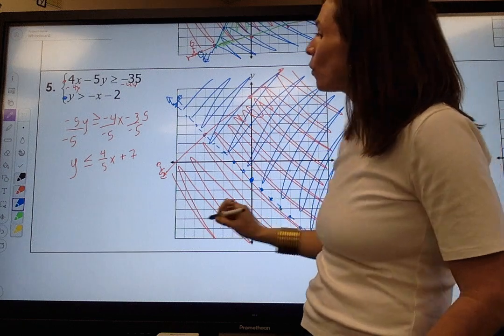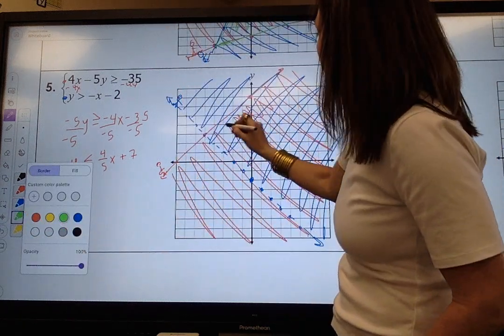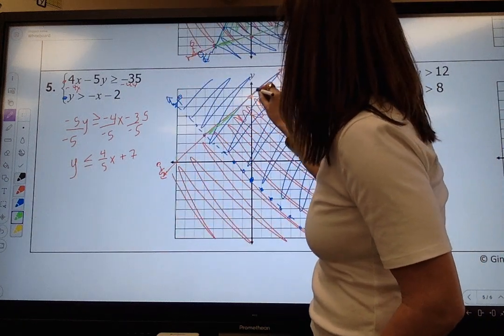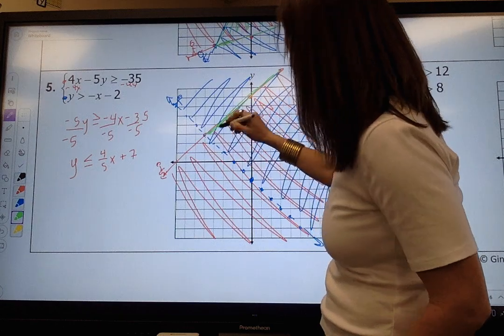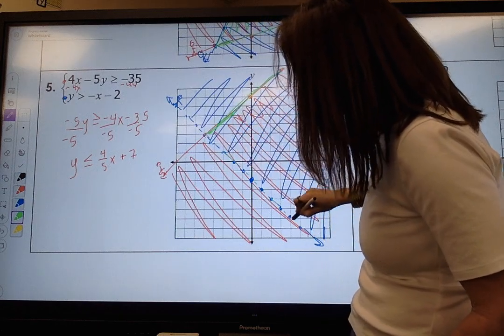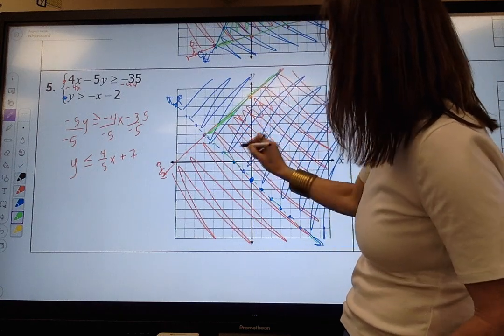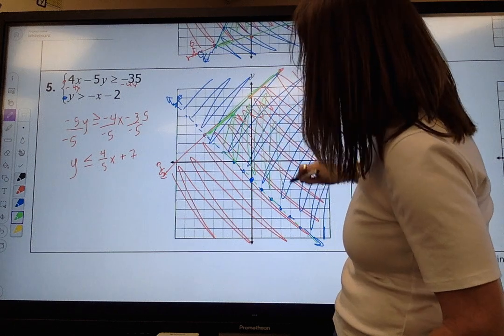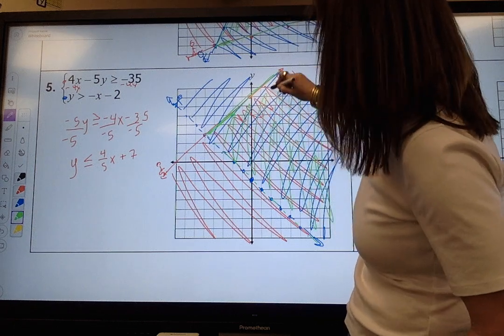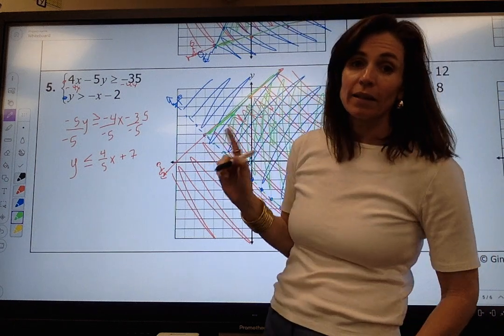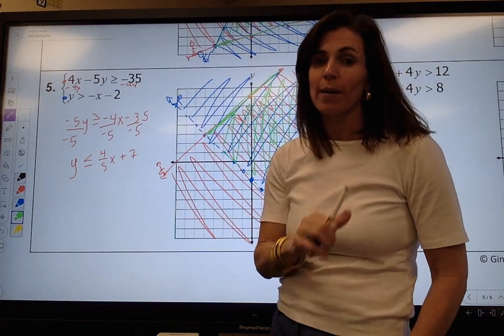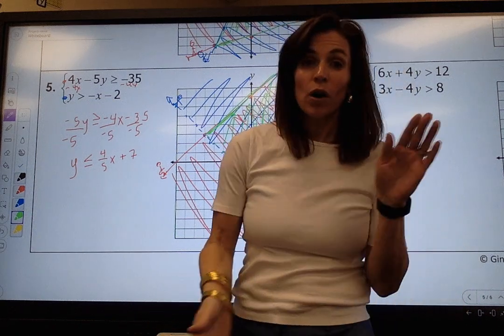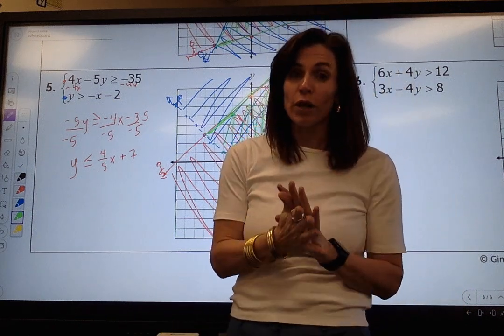Where they overlap, anywhere along this line is a solution because it's solid. This is dotted, so on this line, that will not be a solution. But anything in between where they are overlapping, that is a solution. Okay, so hopefully that makes sense. If you're still struggling, come and see me.